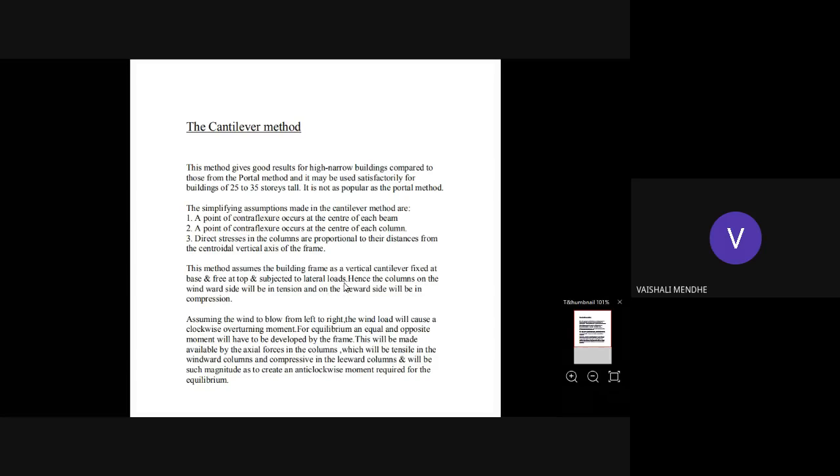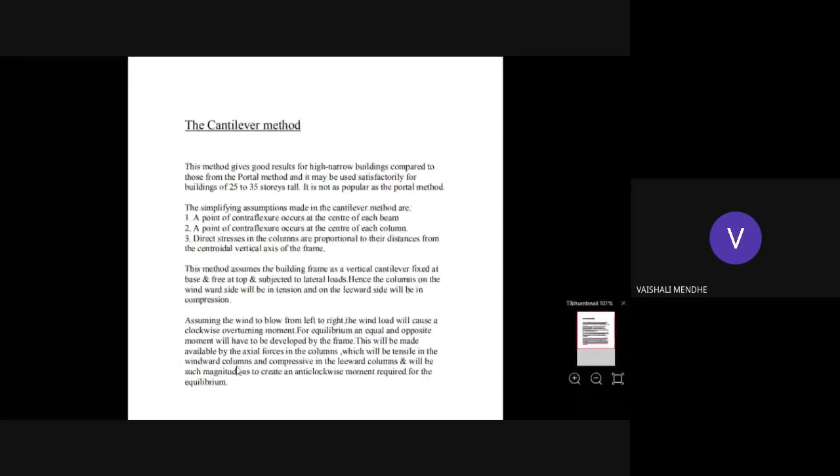According to this, we'll have to analyze the frame. Assuming the wind to blow from left to right, the wind load will cause a clockwise overturning moment. So for equilibrium, an equal and opposite moment will have to be developed by the frame. This will be made available by the axial forces in the columns, which will be tensile in the windward columns.